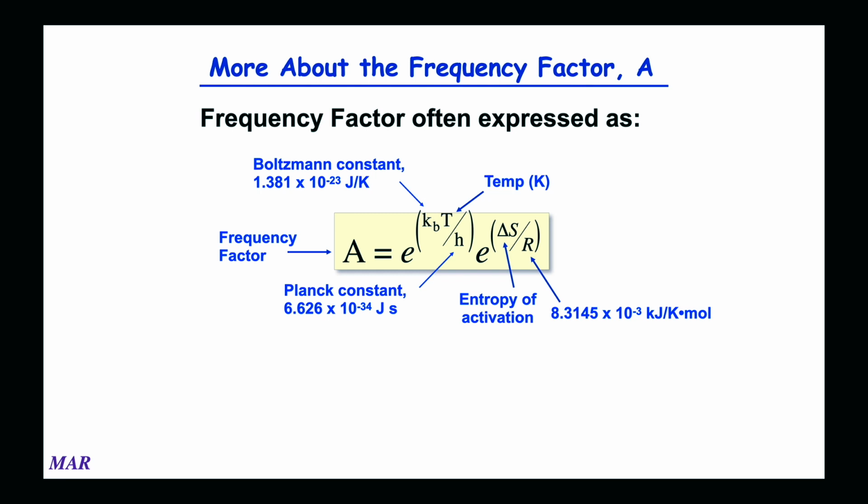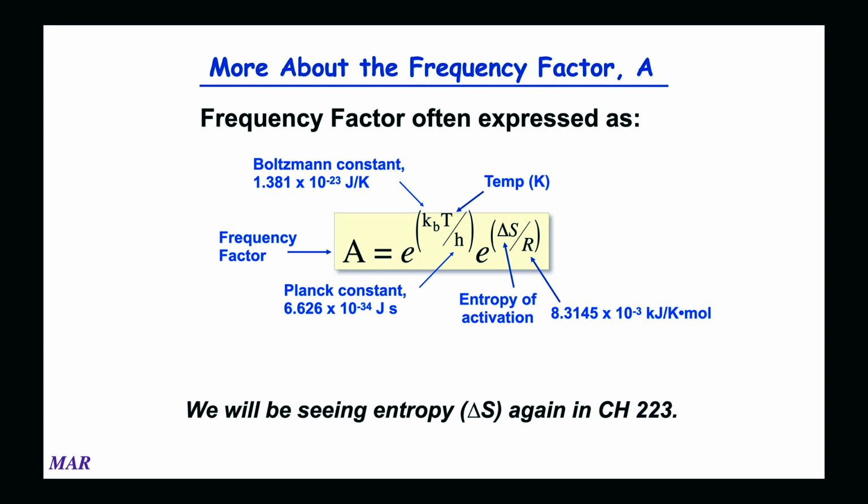Delta S is the entropy of activation, and entropy is related to something we're going to talk about more in Chem 223. Entropy is kind of the measure of disorder, and we'll talk about that later. And then there's R again, the energy R value. We're going to see, again, more about entropy in Chem 223, but just realize there's stuff you can do with A. I will not be asking you any of these parts, like how to find the entropy of activation, but one day maybe you will want to, and it might be nice to see this in advance.